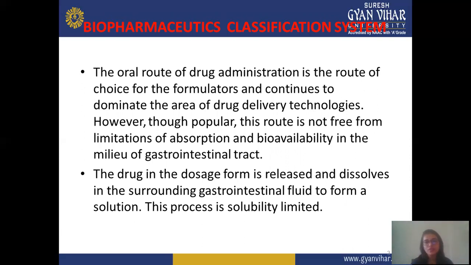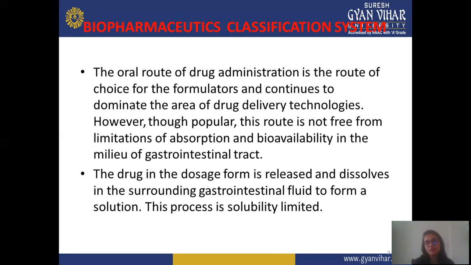The area of drug delivery by the oral route is large, but this popular route is not free from limitations of absorption and bioavailability. Bioavailability also depends on certain types of bacteria or the GI tract absorption rate, and this is a limitation for absorption. The drug in the dosage form is released and dissolved in the surrounding GI fluid to form a solution. It disintegrates or dissolves, and after dissolution it is converted into solution form in the GI fluid. This is a rate-limiting step.